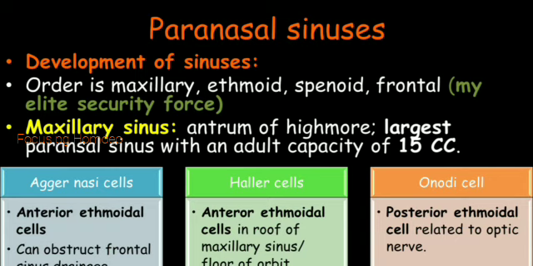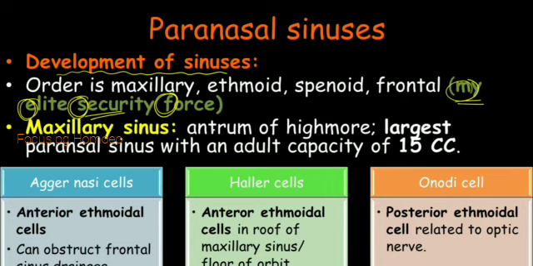Now we are moving towards the paranasal sinuses. First, it is regarding the development of the sinuses. You can use this mnemonic to remember it: My Elite Security Force. M indicates the maxillary sinus, which develops first, followed by E for ethmoid, then S for sphenoid, and then F for frontal. So this is the order of development of the sinuses: My Elite Security Force.